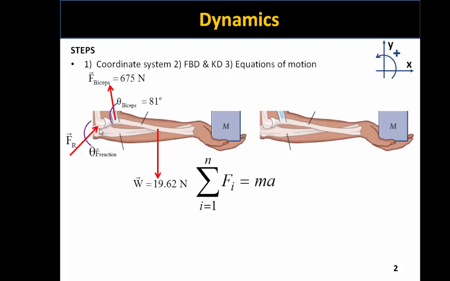Okay, so now that we have our free body diagram completed, we're prepared to start examining Newton's second law. That is that the sum of all these forces on the left-hand side of the equation, when we add up all of these forces, is going to be equal to the mass of the system of interest, the forearm and hand, times the linear acceleration that system is experiencing.